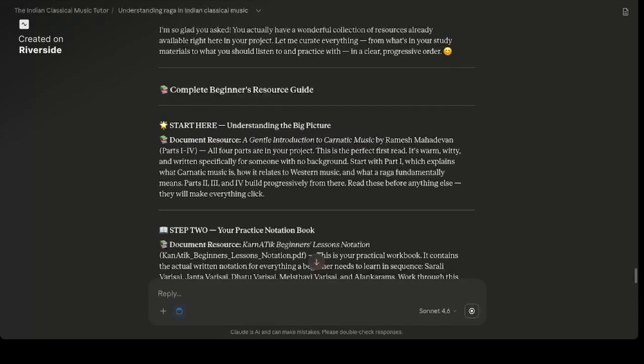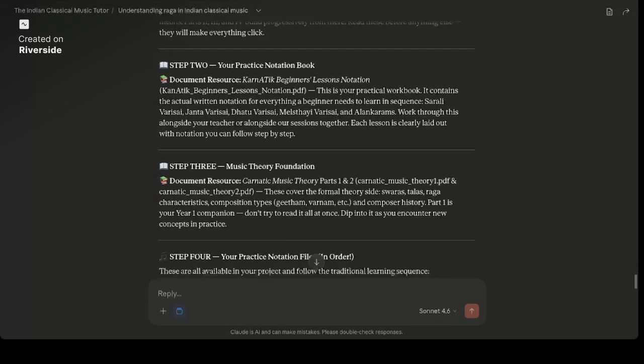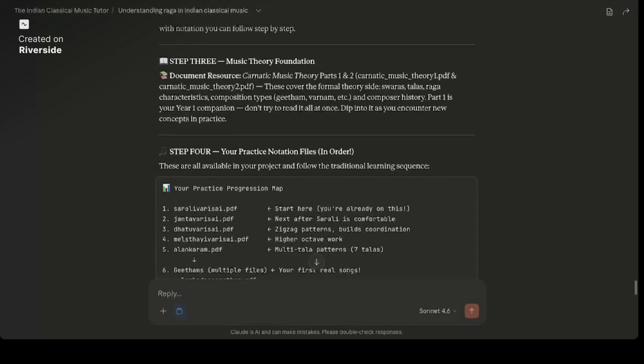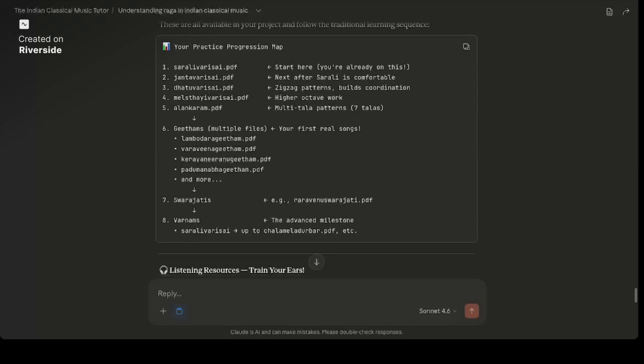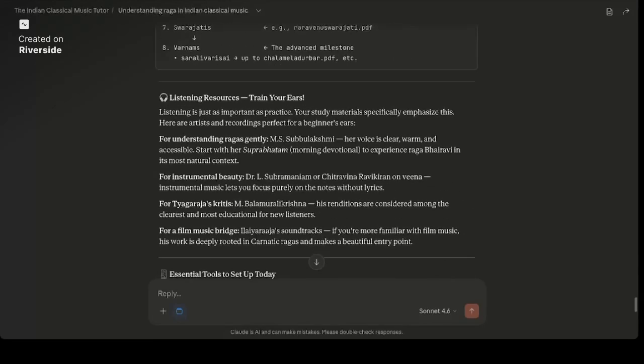Now she recommends specifically uploaded PDFs by name, suggesting real performers as well, like M. S. Subbulakshmi, and provides a week by week learning roadmap as well, if you could see here. All matched perfectly to a beginner's level.